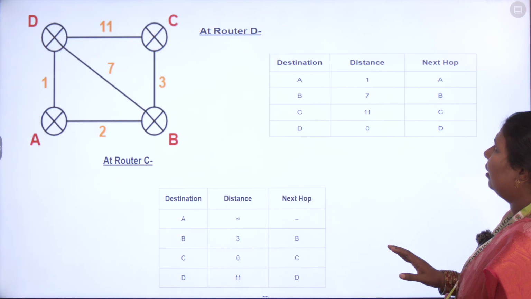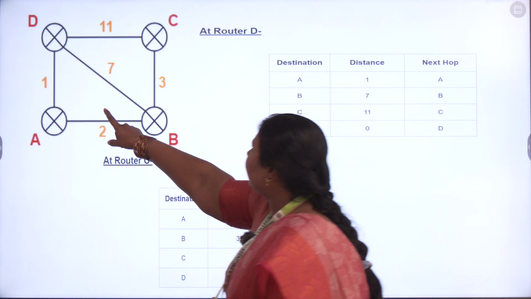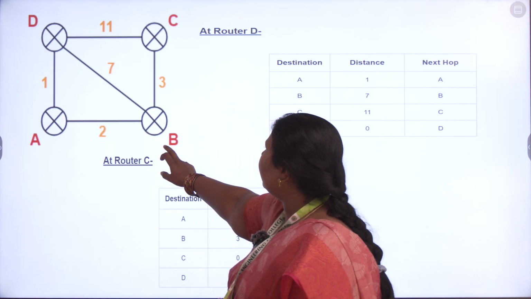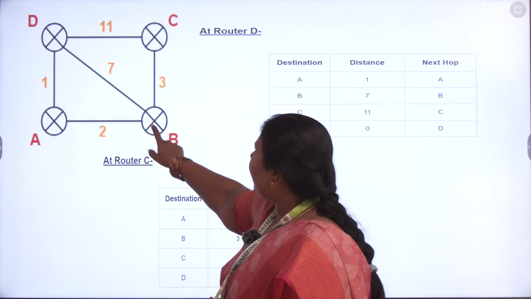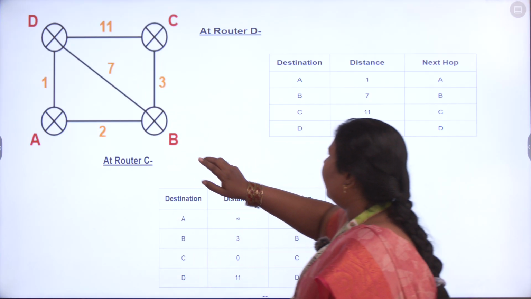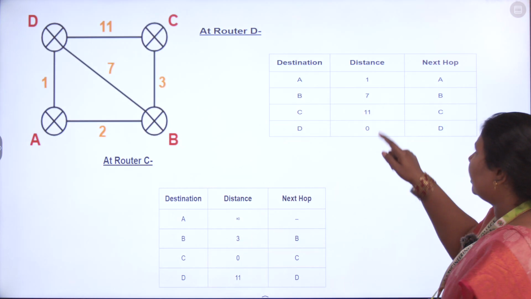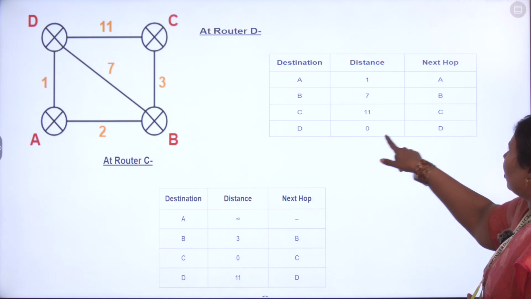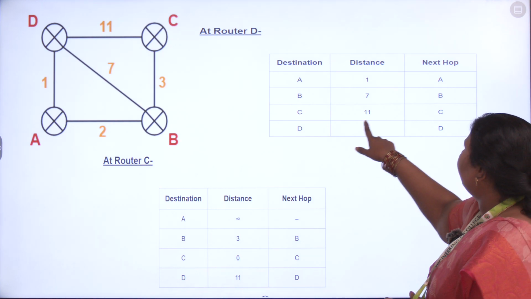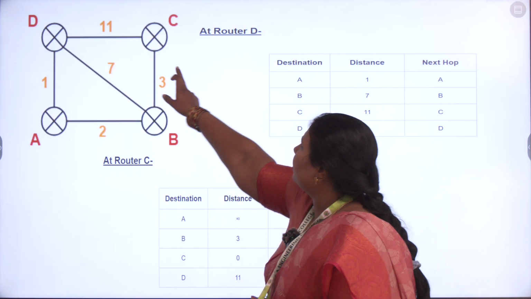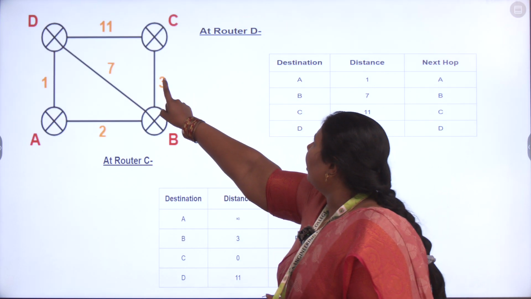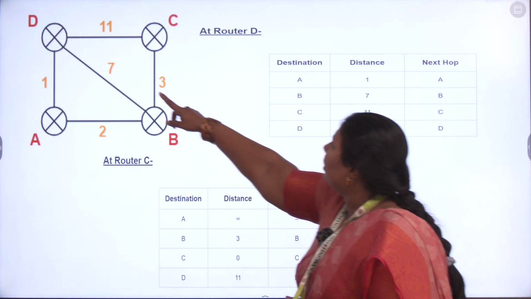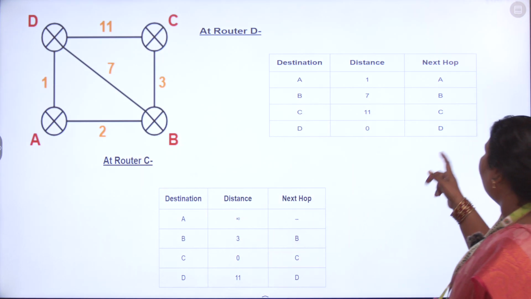Similarly for D, next I am taking D. From D, what are the values? From D you have A, and D passes directly to B as 7 and to C as 11. For D itself there is no next hop, so it is 0. D to C is 11, and then D to B is 7, and D to A is 1.